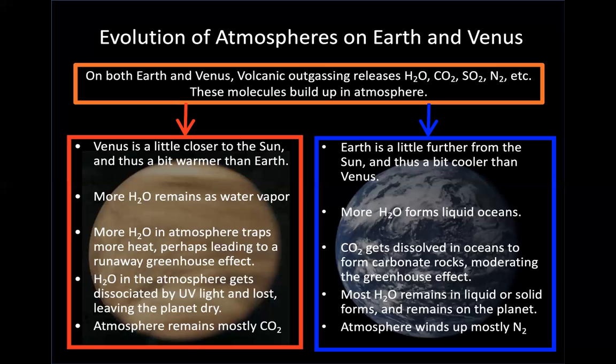But if you put water into the atmosphere, water is a greenhouse gas. It tends to make the surface hotter, which puts more water into the atmosphere, which makes it hotter. This is what's called a runaway greenhouse effect. It just basically causes the entire water budget on Venus to go into the gas phase.